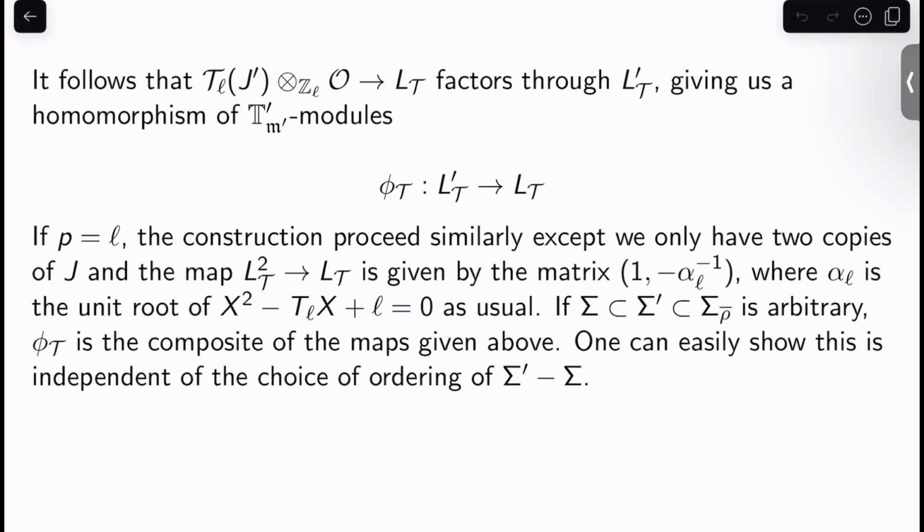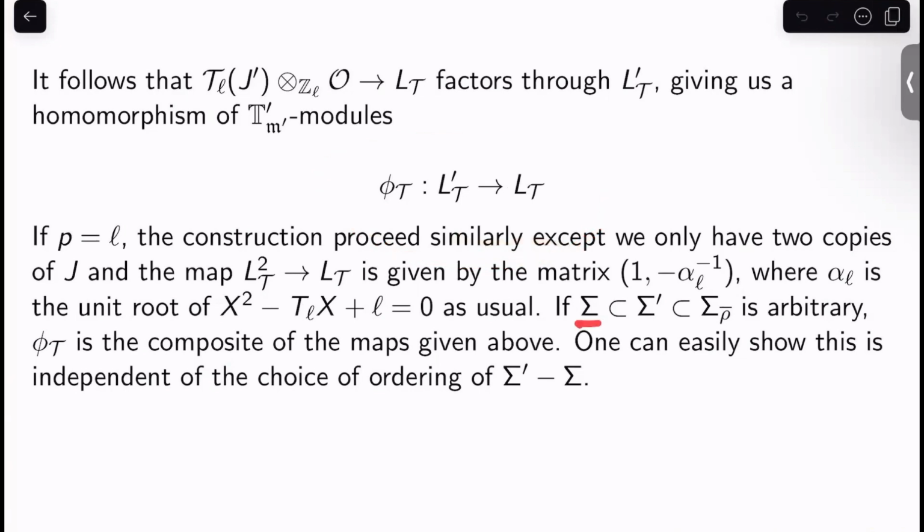Okay, now this is the construction when P isn't L. When P is L, the construction proceeds similarly, except that we only have 2 copies of J instead of 3. And the map L sub T squared to L sub T, instead of L sub T cubed to L sub T, is given by the matrix (1, negative alpha inverse sub L), where alpha sub L is the unit root of x squared minus T_L x plus L equals 0, as per usual. Okay. Other than that, it pretty much goes through the same, and you get another homomorphism like this.